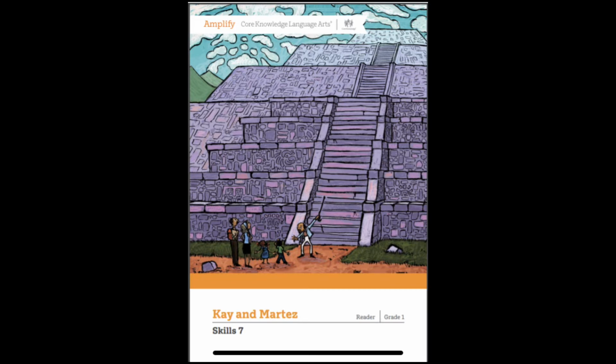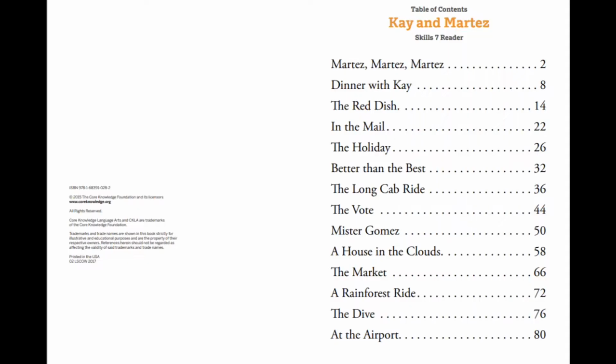So we're going to use our table of contents to help us figure out what page this is located on. The table of contents is really important because it helps us have a list of everything that we're going to be reading, and it also helps us find the page number. So I want you to give me a thumbs up when you see our story for today called A Rainforest Ride and the page number. I see 1 thumb up, 2 thumbs up, 3 thumbs up. And if you guessed it, yes, A Rainforest Ride is on page 72. Let's get to page 72 and start reading.